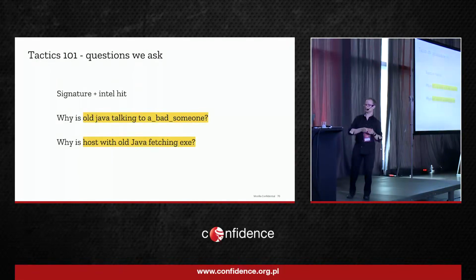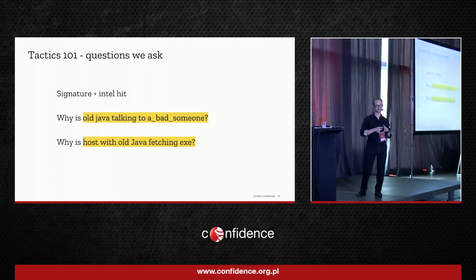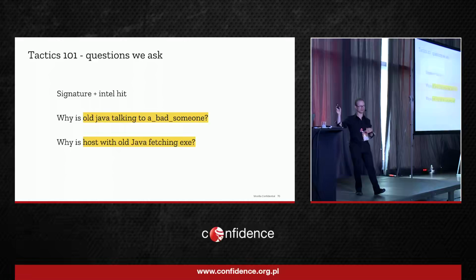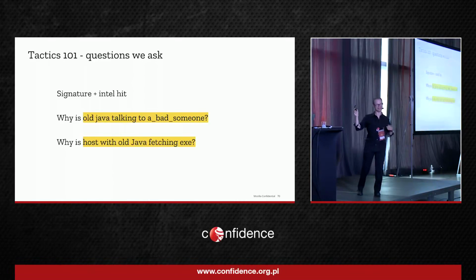Some other questions that we ask: it's one thing to detect an old Java at the office. It is a completely different thing to see an old Java user agent talking to someone who is on the IOC list. And it is yet another thing to see this same host with old Java talking to a known malicious server, fetching an executable later. That is interesting. I want to know about it.